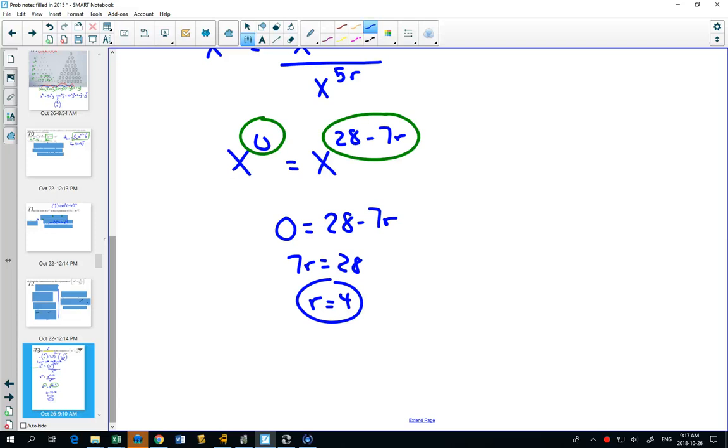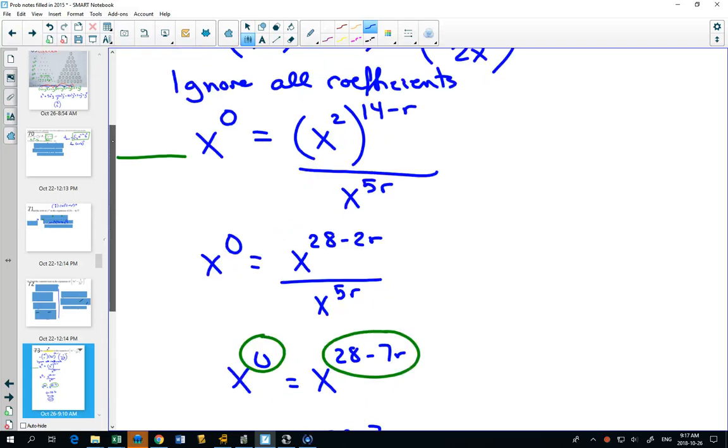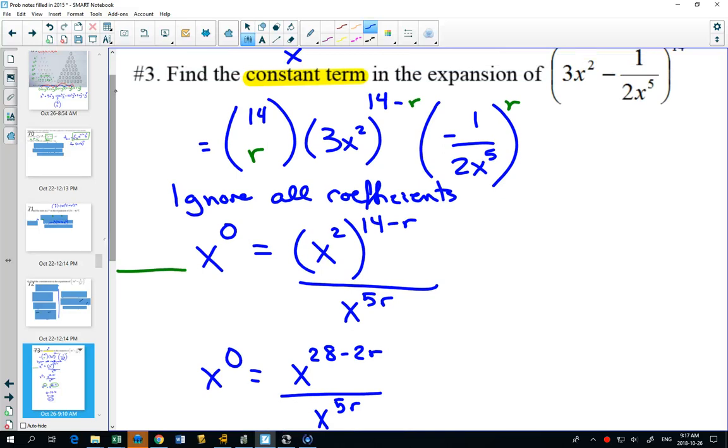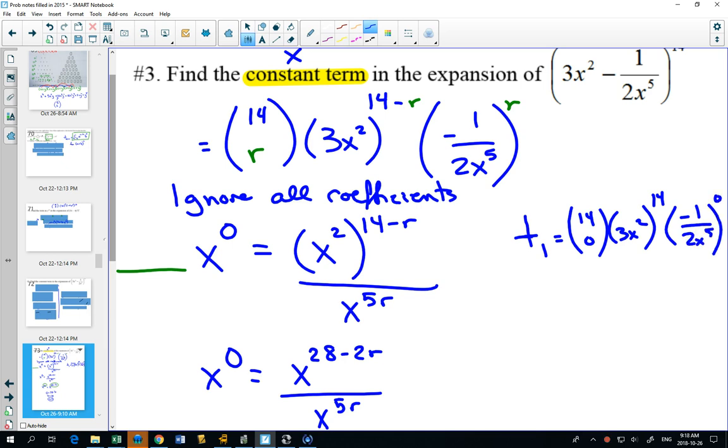That is the algebraic method. The third method is a pattern method. You want to find the constant term. So you think about, in term 1, what would it look like? Term 1 would be 14 choose 0, 3x squared to the 14, and negative 1 over 2x to the 5 to the 0.